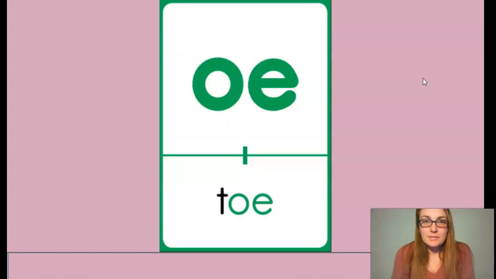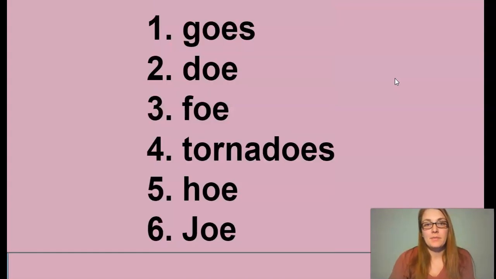Our other sound spelling is O-E, like in the word toe. This is a very small power bar, and it's definitely not the most common, but if you hear O, it may be spelled O-E. Like in the words goes, doe, which is a female deer, foe, tornadoes, hoe, and Joe.